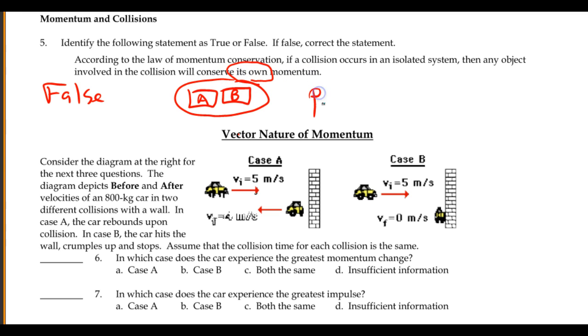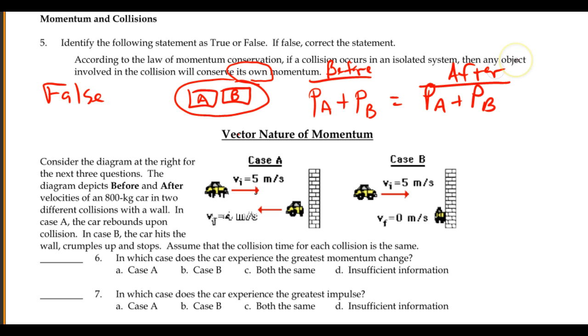So if you take the momentum of object A and add it to the momentum of object B, and you look at that before the collision occurs, that will be equal to the momentum of object A plus the momentum of object B after the collision has occurred. Again, that collision might be an explosion, it might be a spring release, it could be any number of different things. We think of essentially three types of collisions: inelastic, where they stick together; elastic, where they bounce off; and superelastic, or explosions, where they fly apart.